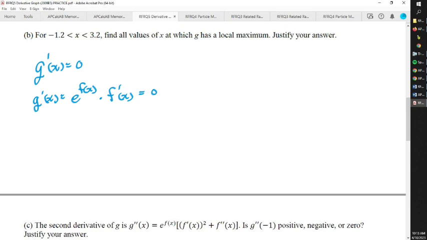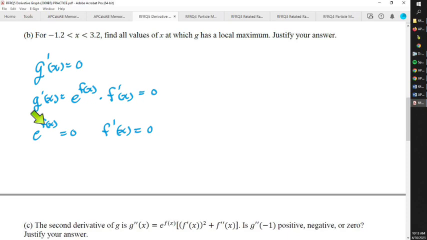Do you guys remember the zero product property? You remember when you got two numbers and they multiplied together to give you 0? And you would take each of those factors, set them equal to 0 and solve? That's what we got going on here. We have two numbers, e to the f of x and f prime of x, multiplying to give you 0. So you take each of those, set them equal to 0 to see if you can solve them.